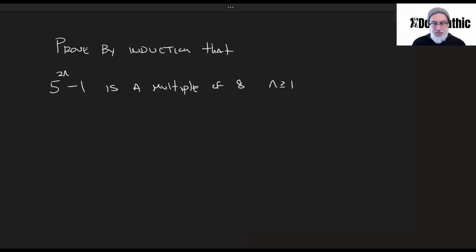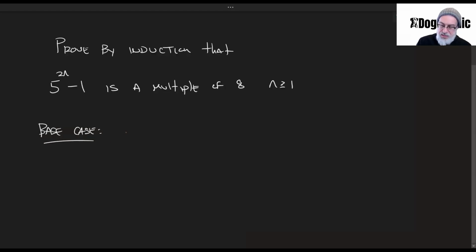So if 5 to the 2n minus 1 is divided by 8, there's no remainder. That's analogous to saying it's a multiple of 8. So we will prove this by induction. And of course, we start with a base case. And the base case here is that n equals 1.